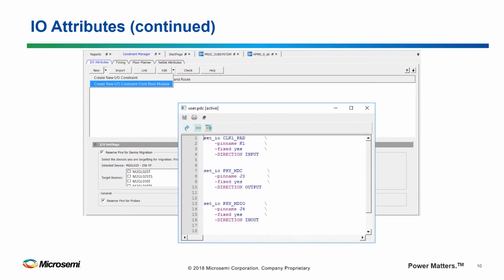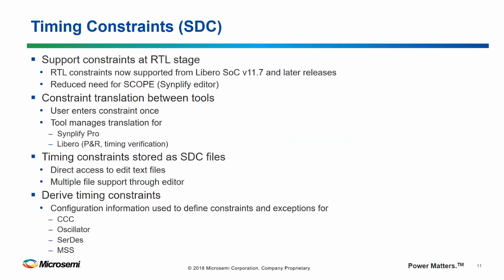We have another tab that's our timing tab that allows us to create our timing constraints. The timing constraint format that we use is the SDC format, the Synopsys Design Constraints. And we can constrain at the RTL level. So we can implement our design, verify it's functionally correct, and then we can create timing constraints for synthesis, for layout, and for timing verification all at one time.